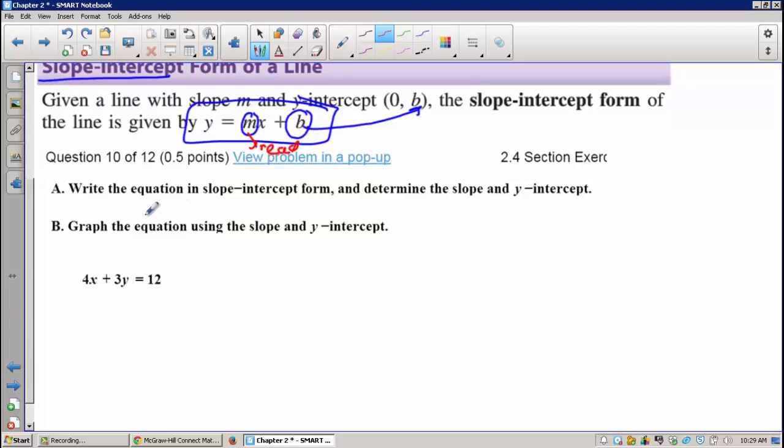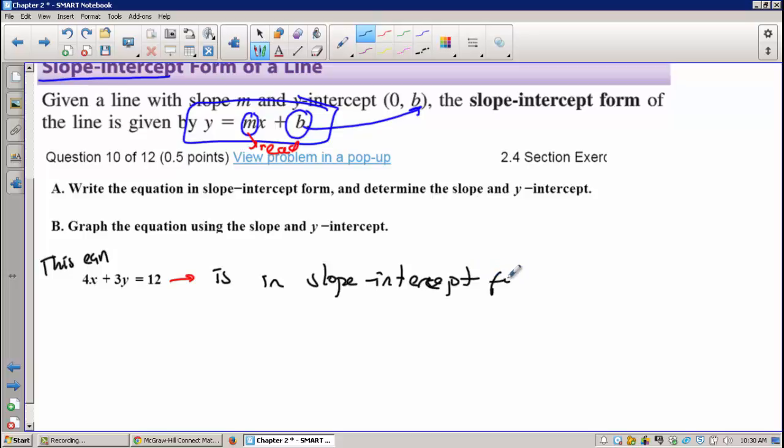Question here is, there is an equation given, but here is my question, true or false? This equation is in slope intercept form. Is that right? Is this equation in slope intercept form? True or false? False. Why? Because the letter y, the variable y, is not isolated yet. It's not been isolated, right?